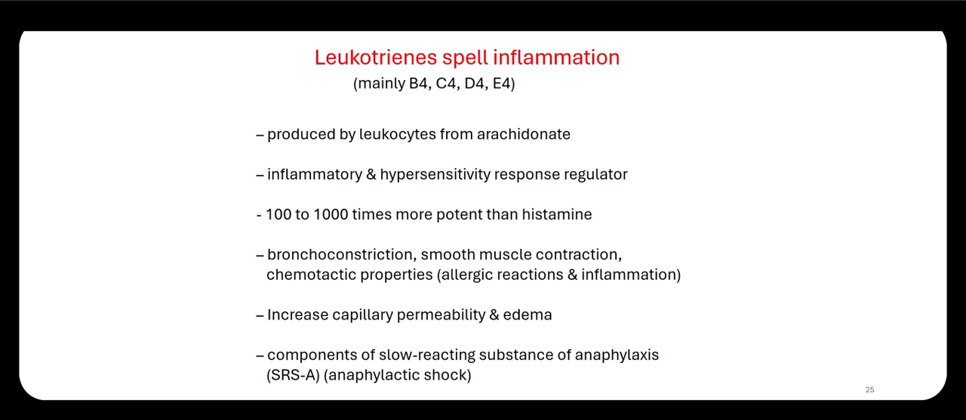So leukotrienes spell inflammation. We're doing the LOX pathway, starting with arachidonic acid, making the leukotrienes. So this is our inflammatory response, super sensitive, much more potent than histamine. We can have bronchoconstriction, smooth muscle contraction, chemotactic properties, allergic reactions, inflammation, things like that. Increased permeability of the capillaries, edema. If it goes too far, it can go into anaphylactic shock.